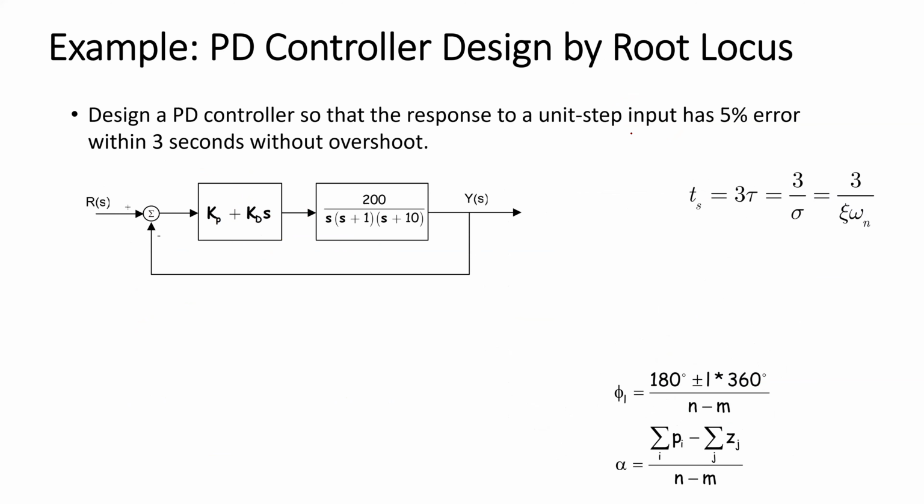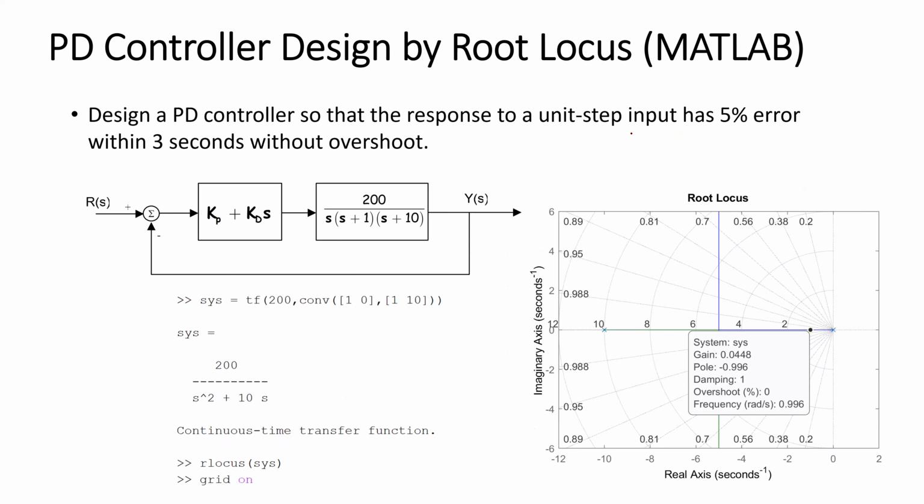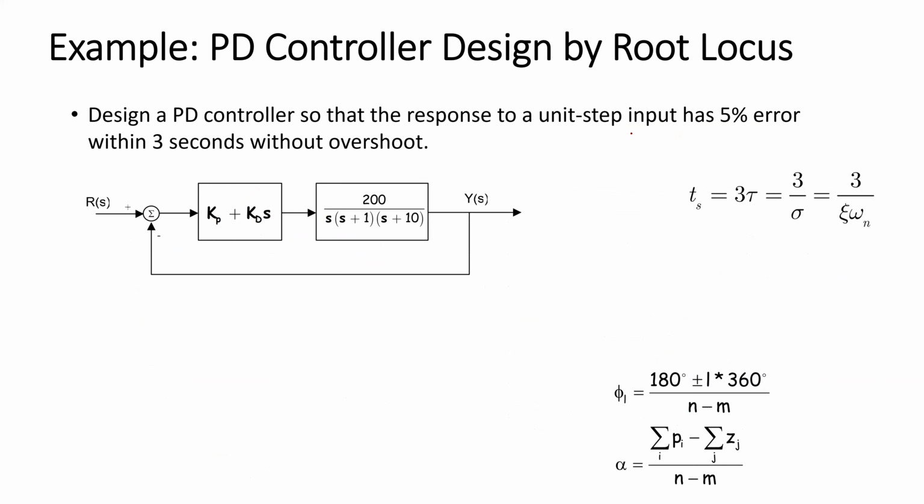Here is the last example for today. We are going to design a PD control by root locus method. The plant has the transfer function, and we also have the sensor transfer function. And the PD controller, KP plus KDS.